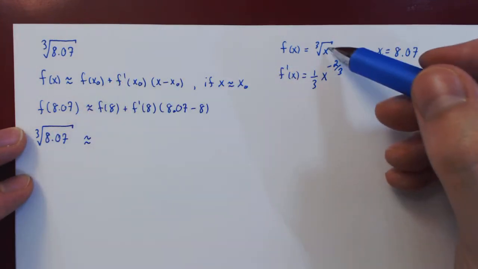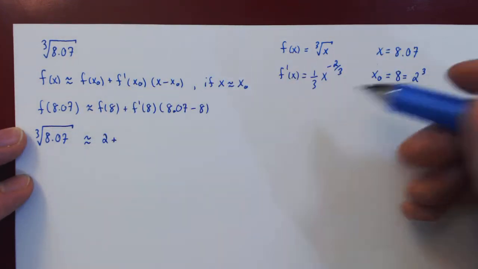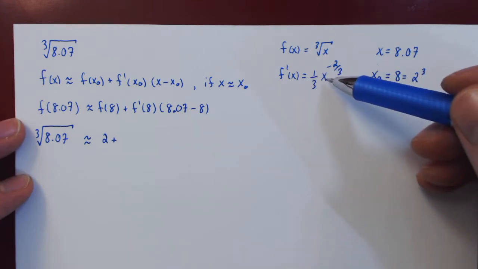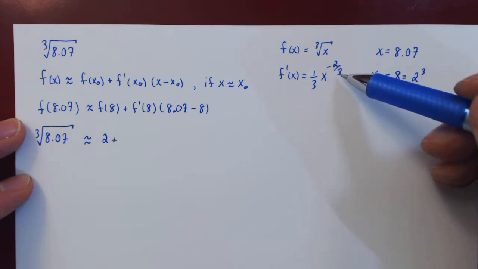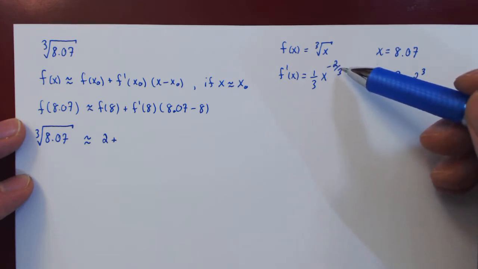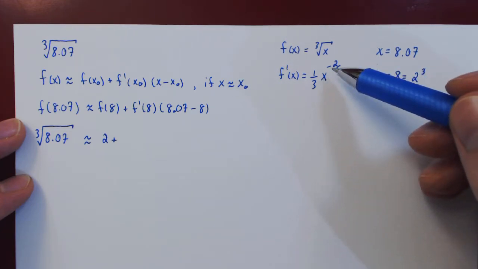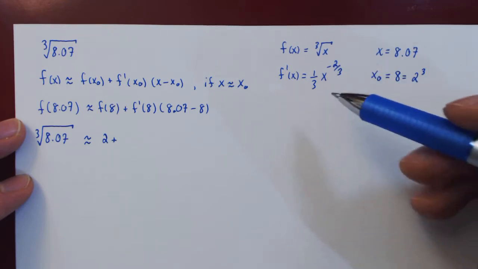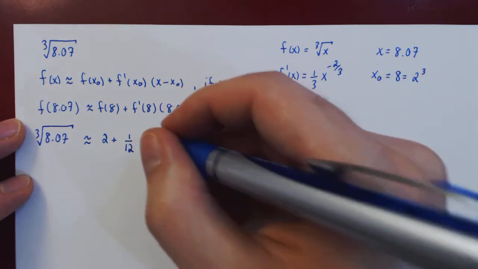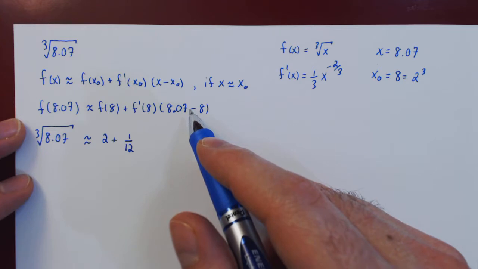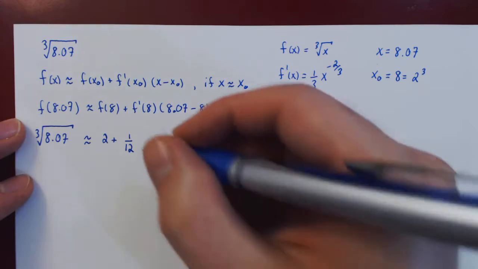So f of 8, well, as we've said, the cube root of 8 is 2, plus, now the derivative at 8, well, we need to find 8 to the power of negative 2/3. We'll break these up into two steps. First, apply the power of 1/3 to 8. The cube root of 8 is 2. And then 2 to the negative 2 is 1 over 2 squared, 1 over 4, times 1/3 is 1 over 12. And then times, well, 8.07 minus 8 is 0.07, and as a rational number, that is 7 out of 100.